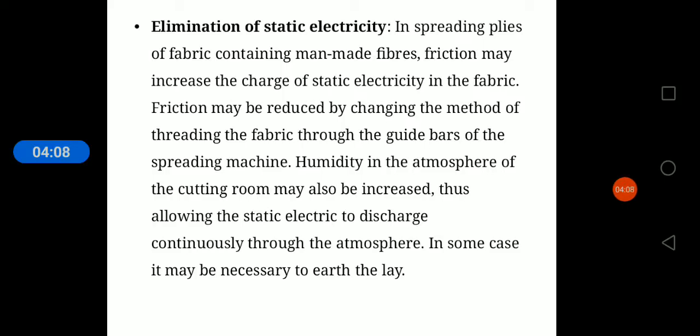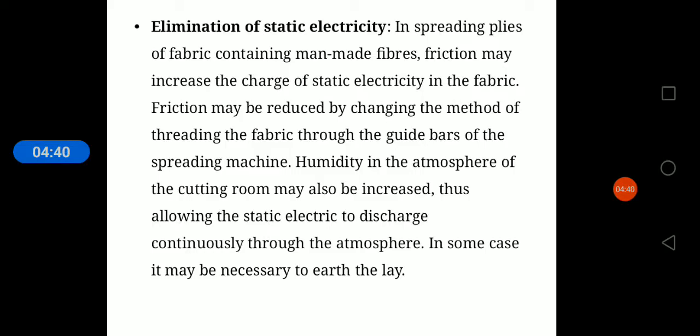Elimination of static electricity. In spreading plies, for fabric containing man-made fibers, friction may increase the charge of static electricity in the fabric. Friction may be reduced by changing the method of threading the fabric through the guide parts of the spreading machine. Humidity in the atmosphere of the cutting room may also be increased, thus allowing the static electricity to discharge continuously through the atmosphere. In some cases, it may be necessary to earth the lay.